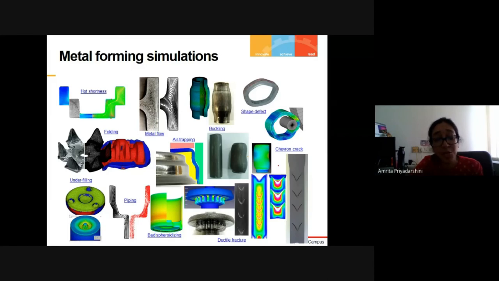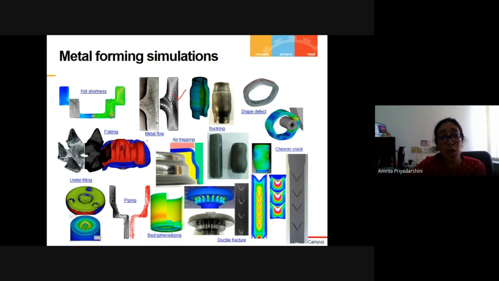Similarly, we have metal forming simulations, because forming is also a very important application. A lot of applications in automobiles and day-to-day things you are using come from forming operations. In forming, we have two types: one is bulk deformation and another is sheet metal forming. For these two, we have different softwares. For bulk deformation, we have general finite element software like Abacus, or we have LS Dyna. These can be used for bulk deformation, where you can see how the material flows and what the defects are.